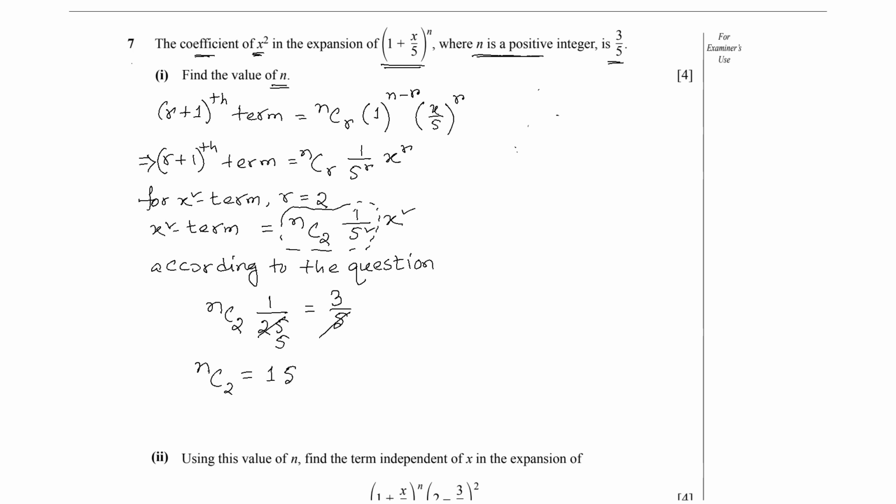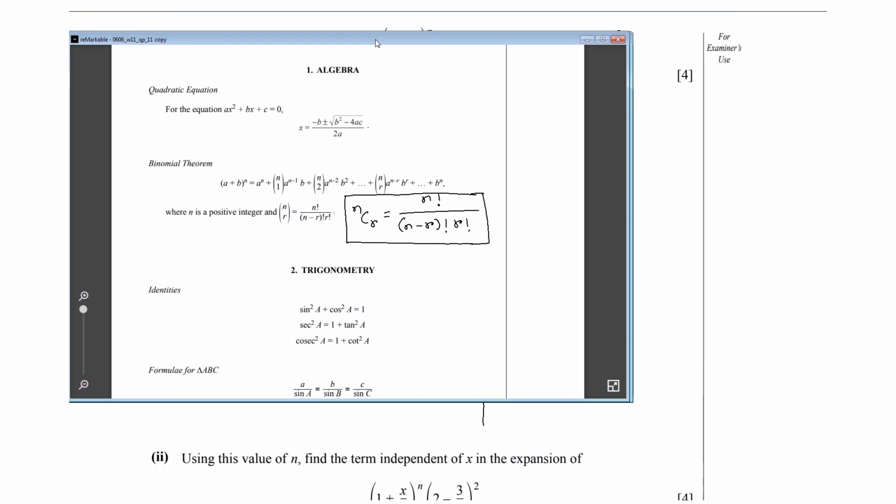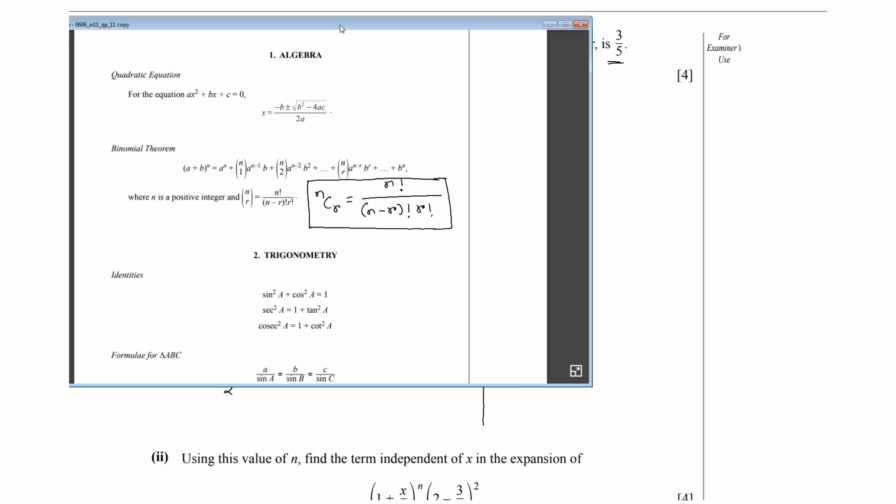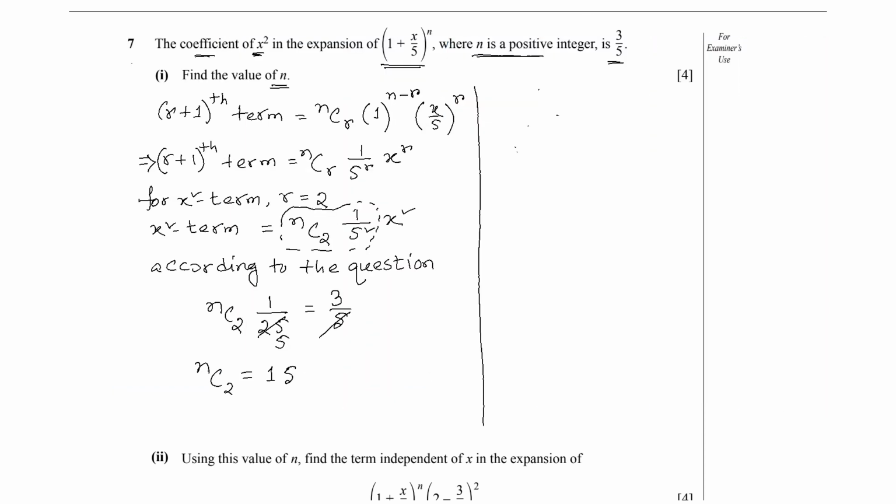Now we need to expand this nC2 term in order to get the value of n. But how can we expand this nC2 term? Well, we're going to take advantage of another formula which is known as nCr, and is also given in our formula page like this, where nCr is equal to factorial n divided by (n minus r) factorial times r factorial. So using this nC2 term where r is 2, we can write factorial n divided by (n minus 2) factorial times 2 factorial, which is equal to 15.